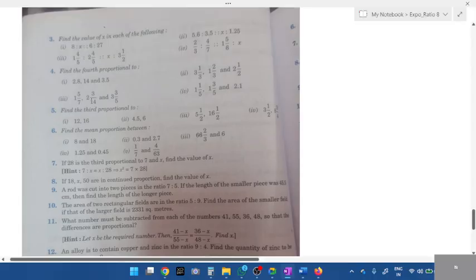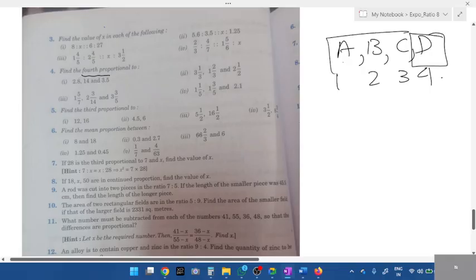Now we have three types of questions here. We need to find the fourth proportion. As I told you all, proportion will have four terms: first proportion, second proportion, third and fourth. First type of question, find the fourth proportion. D will be missing. They'll just give you A, B, C values. Second, find the third proportion. They'll just give you two values, A and B. We need to find the third proportion.